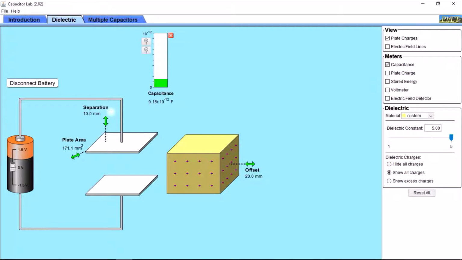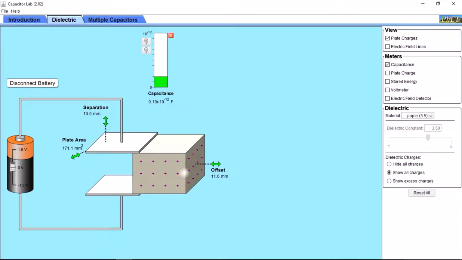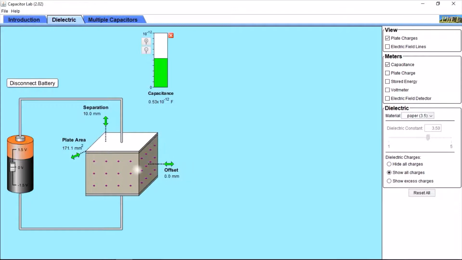In the previous example, the separation gap was filled with air. Let's look at what will happen if we try to change the dielectric material. For example, a paper material. When we insert the material between the two plates, the capacitance is increasing. Let's try to change the permittivity constant. The dielectric constant is 5 for now. Let's see what will happen if we decrease the constant. Therefore, the capacitance is decreasing.